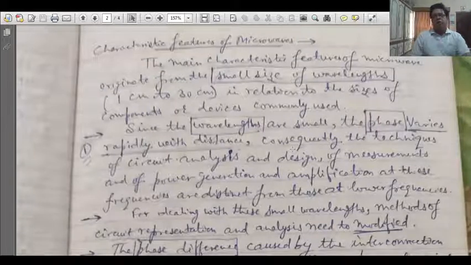We know that microwaves are waves of small wavelength, from 1 centimeter to 30 centimeters. The main characteristic feature of microwaves originates from its size, that means its small size in relation to the sizes of components or devices commonly used. So it depends upon the size of the microwaves.